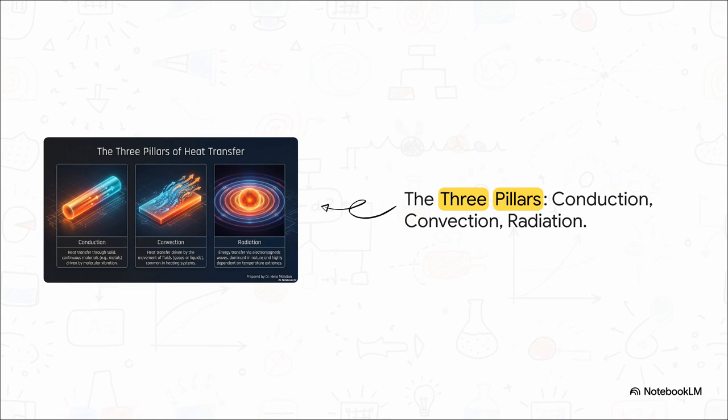On the left, we've got conduction, which happens within solid materials. Right in the center is convection, which is driven by the movement of fluids, so liquids or gases. And over on the right, radiation, where energy actually traverses empty space via electromagnetic waves. This is a dominant force when you're dealing with extreme high temperatures.